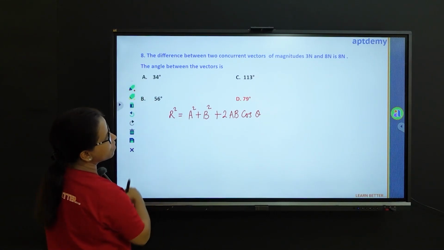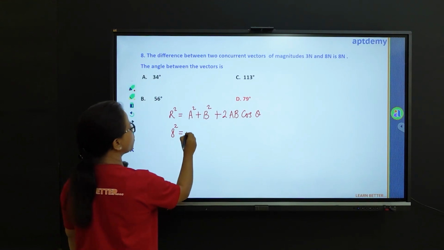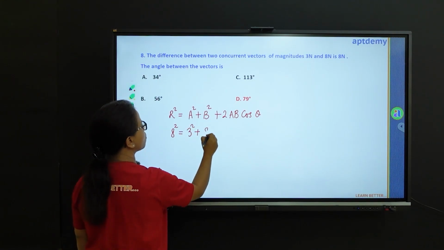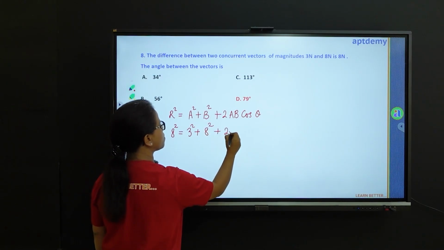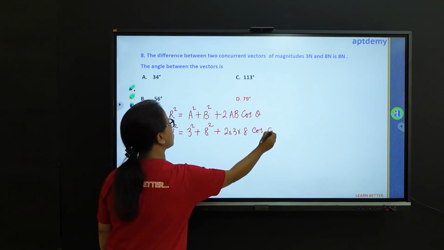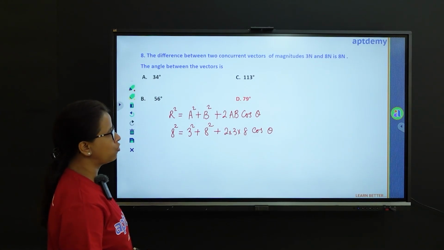Now R, the resultant here, is 8. So this is 8 square. One of the vectors is of magnitude 3 and the other vector is of magnitude 8 again. So we have 2 times 3 times 8 and this is cos theta. Now have a look at this. What is this theta actually?